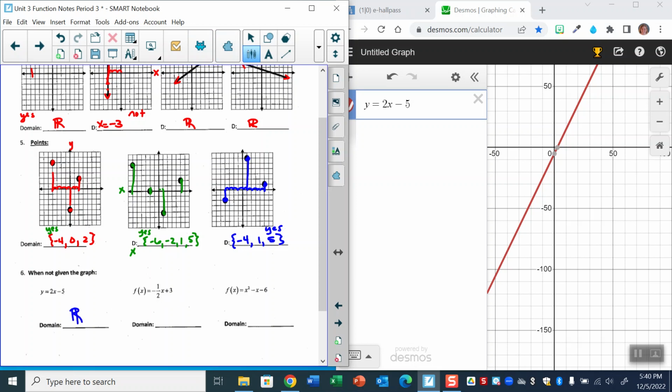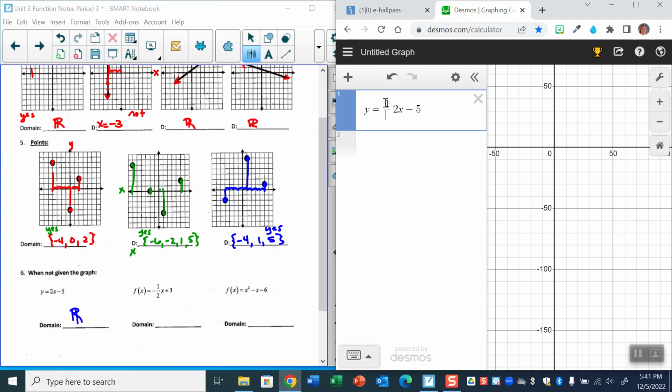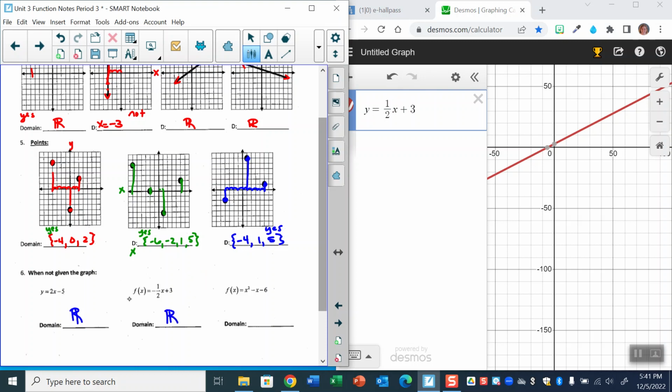And if I do 1/2 x, let me just make this a 1/2 x. So I'll do 1 divided by 2. So 1/2 x just changed the angle. And then if I actually make it a +3, that just moved it up 3. So it's still just a line, so that would be all real numbers. Anytime you have f of x, you can just make that a y. Remember, f of x and y are the same thing. It's just easier in Desmos to always put y, I think.